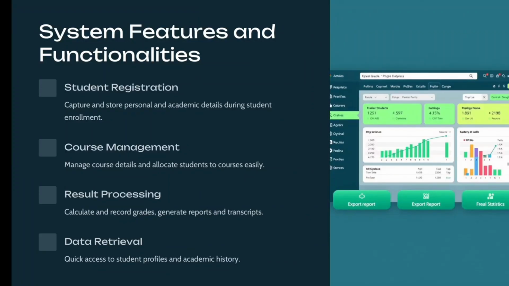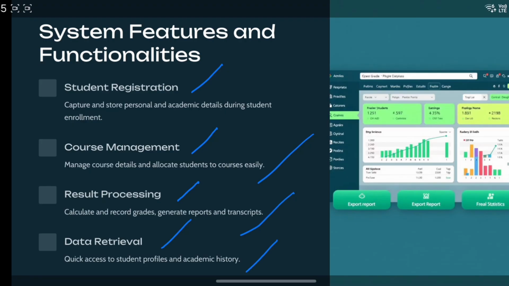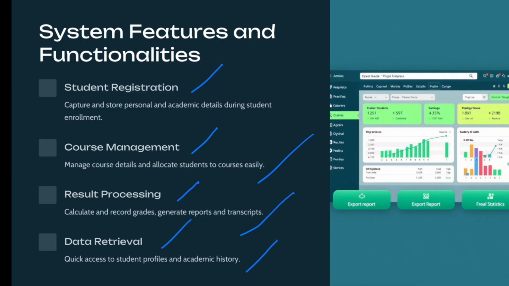Now the system features and functionalities: student registration, course management, result processing and data retrieval. Student registration adds a new student with all their information. Course management adds courses and assigns students to them. Result processing enters and calculates the grades. Data retrieval allows easy search and access of student records and academic history. This is about the system features and functionalities.